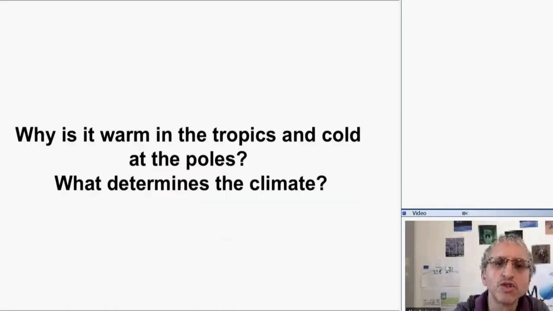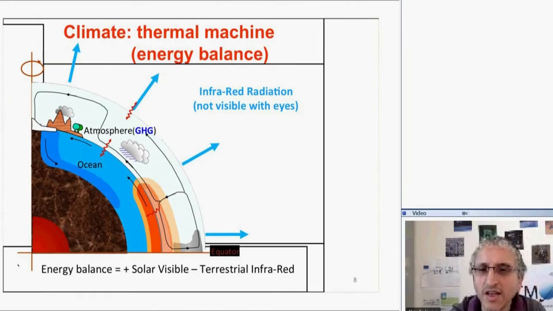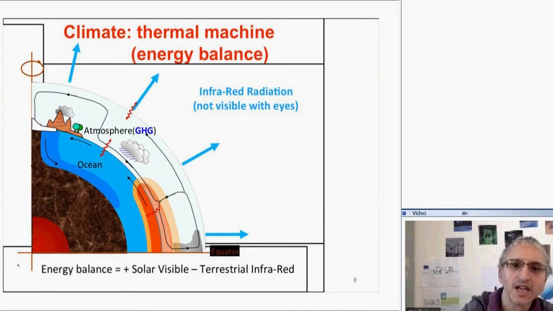So why is it warm in the tropics and cold at the poles? What determines climate? If you want to understand why it's cold and warm, you should see the climate as a sort of thermal machine. It's an energy balance. I'm going to start. I'm not sure that it's going to work, but we'll see. No, it doesn't work. If it was working, you would have here the sun radiation coming here.